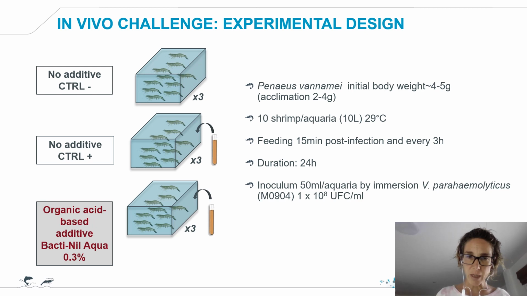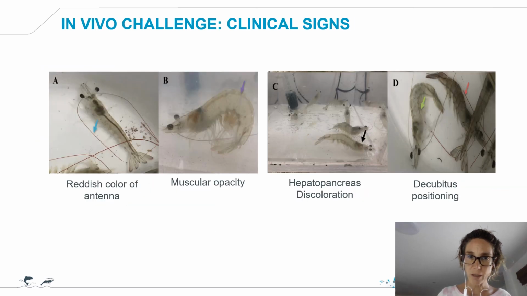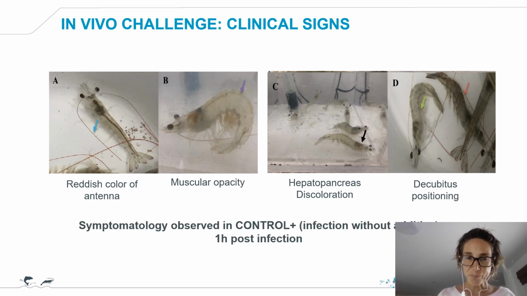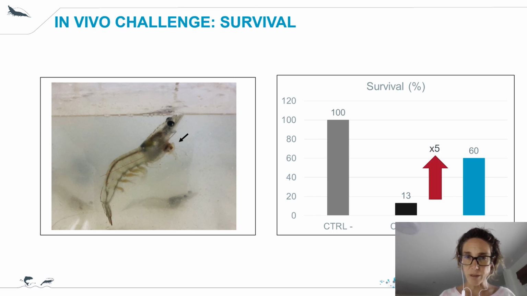The animals were around 4 to 5 grams, 29 degrees, 10 shrimp per aquaria, and the duration of the trial was 24 hours, just to see the mortality results after the application of this additive to reduce the impact of Vibrio parahaemolyticus. Of course, the animals affected by Vibrio parahaemolyticus showed important clinical signs like reddish color of antennae, muscular opacity, hepatopancreas discoloration, or the cubitus positioning. And we saw a very important increase in survival of 5 times more survival, 60% survival in animals treated with Bactinil compared to 13% survival for control positive. Of course, control negative, non-challenged animals were 100% survival.